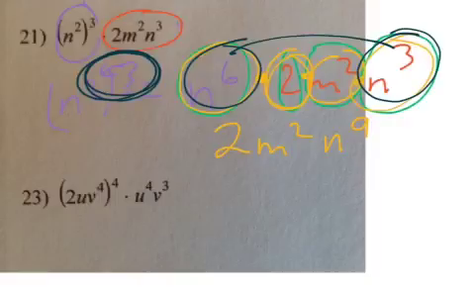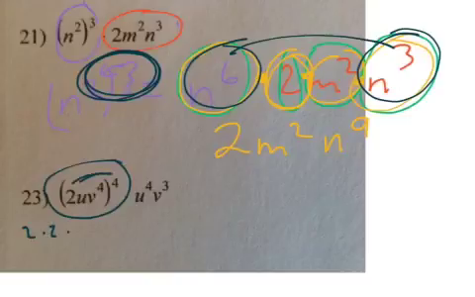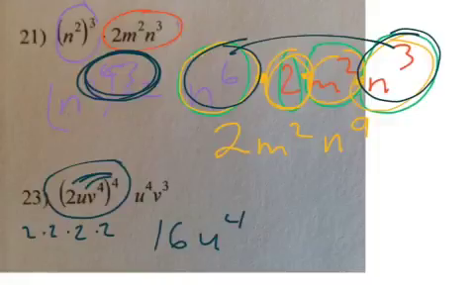Okay, let's go a little bit quicker on 23. Notice right here, I have a parentheses with a 4 power on it. Obviously, I do that first, correct? So what is 2 to the 4? 2 times 2 times 2 times 2 is, of course, 16. What is u to the 4? Well, that's u^4. What is v^4 to the 4? That is v^16. Notice I multiplied because it was power on power.